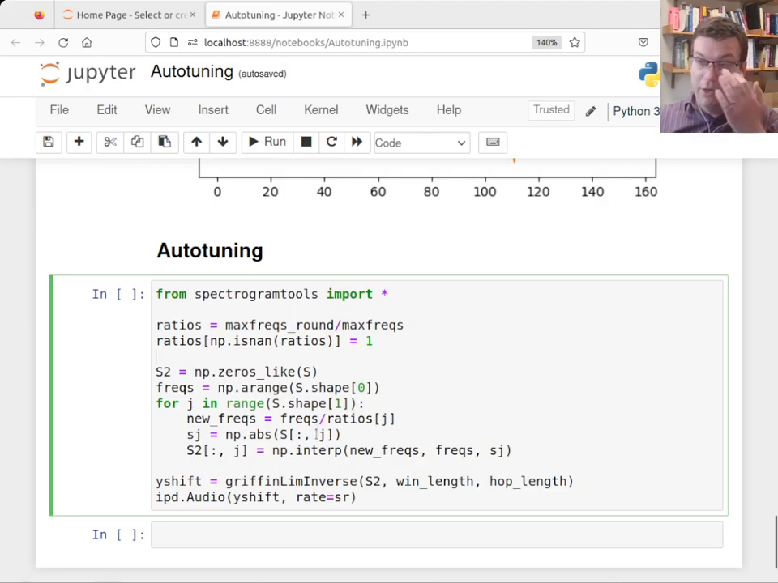So what you do is you interpolate. There's a method in NumPy that interpolates the domain of a particular function. And this is just saying I want the new frequencies to pull from the old frequencies over the ratio. I'm going to warp each column individually depending on what that ratio is, because it's going to change from time to time how much I need to move up or down.